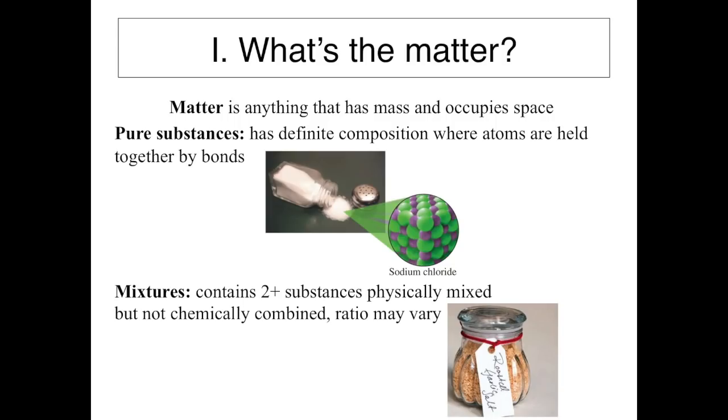Whereas in a mixture of roasted garlic salt, you may have some roasted garlic chunks in there and some salt in there. Those roasted garlic chunks are not chemically bonded to the salt. Now you may even vary the concentration of salt. You may have one with less salt or one with more salt. That is a mixture.